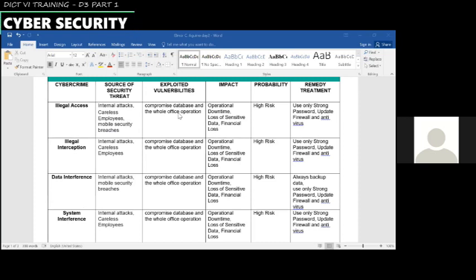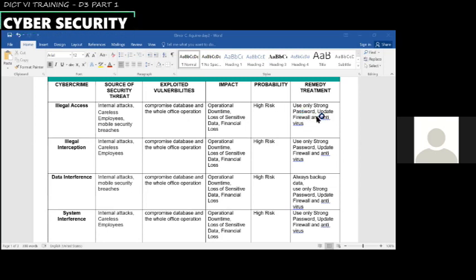So what are the vulnerabilities? Compromised database and full office operation. Then it is very clear that our database is compromised, our storage is compromised. This is what is after by the attackers, our databases. Once they get in, what they are after is the database because they want to extract those data. So what are the impacts? Operational downtime, still high risk.